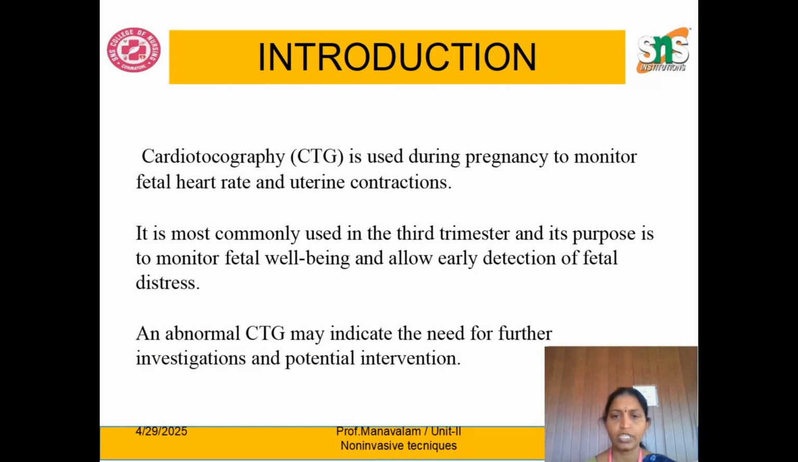Cardiotocography is one type of monitor. Mainly it is used during pregnancy in order to monitor the fetal heart rate and at the same time the uterine contraction. It is most commonly used during the third trimester, but commonly it is used during labor in order to find out how the contraction is affecting the fetal heart rate. In order to know the correlation between the uterine contraction and the fetal heart rate, they use this monitor to monitor these two parameters.